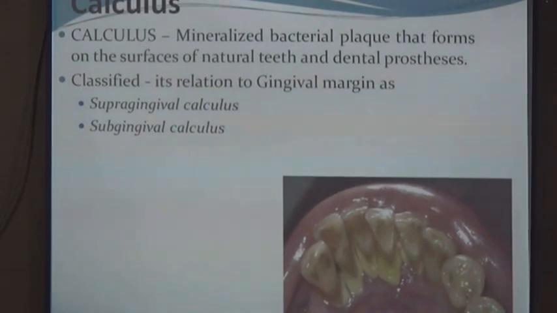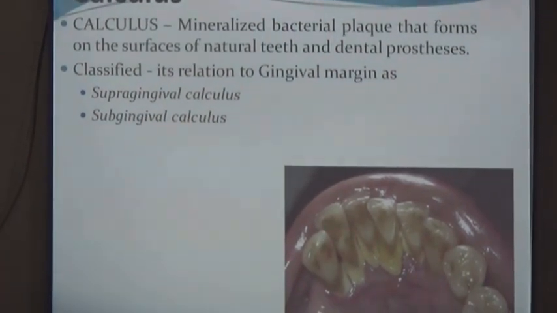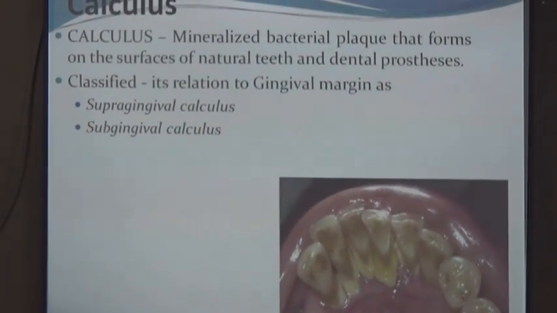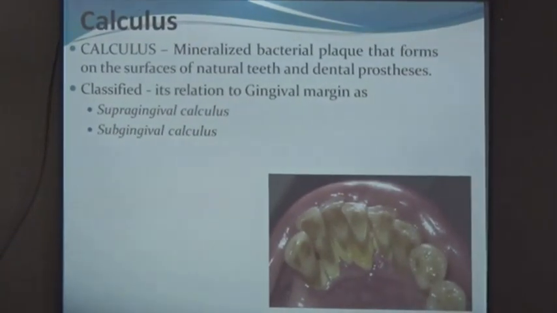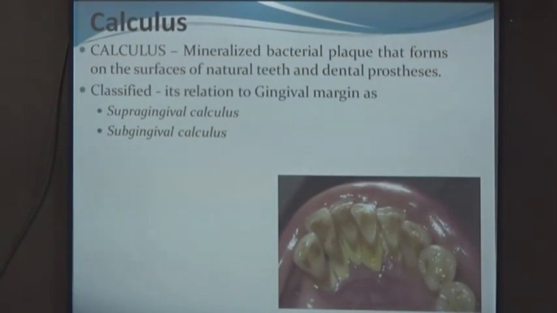Let us come to calculus. Calculus is nothing but mineralized bacterial plaque. Once the plaque matures and mineralizes, it is found on the surface of natural teeth and dental prostheses, and is classified into supragingival and subgingival. So the usual question they ask is: mineralized bacterial plaque, dental plaque? You should write calculus.